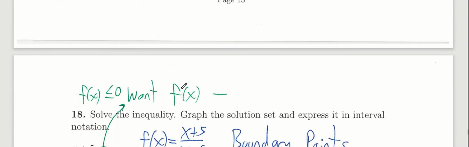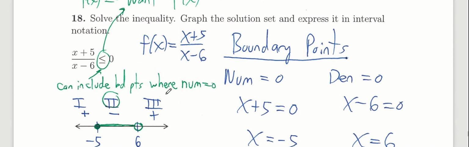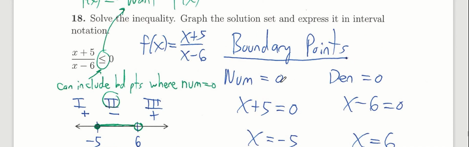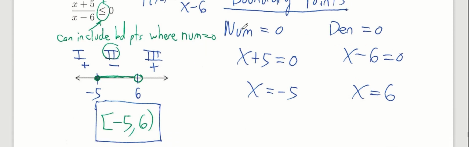For a rational inequality, it works very similarly. First step is get one side to 0. Let f of x be equal to the non-zero side. Your boundary points of a rational function come from 2 places. The zeros of f of x, which are the points where the numerator is 0, as well as the points where the denominator is 0, which is where the rational function would be undefined. Those points that make the denominator 0 will never be able to be included. So those will always be open circles.